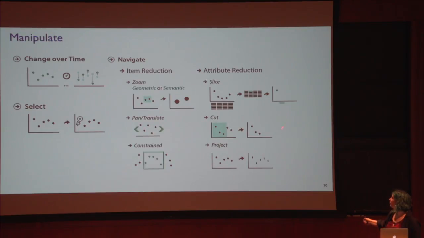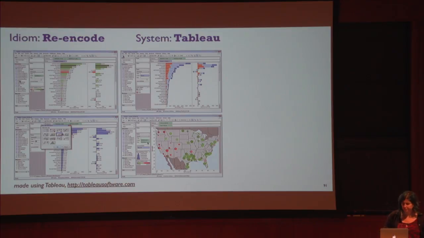And then we'll actually talk about explicitly reducing the number of attributes, which is very tied into navigation in terms of slicing and cutting and projection, which again are probably ideas that you've seen before. So let's talk about changing over time.